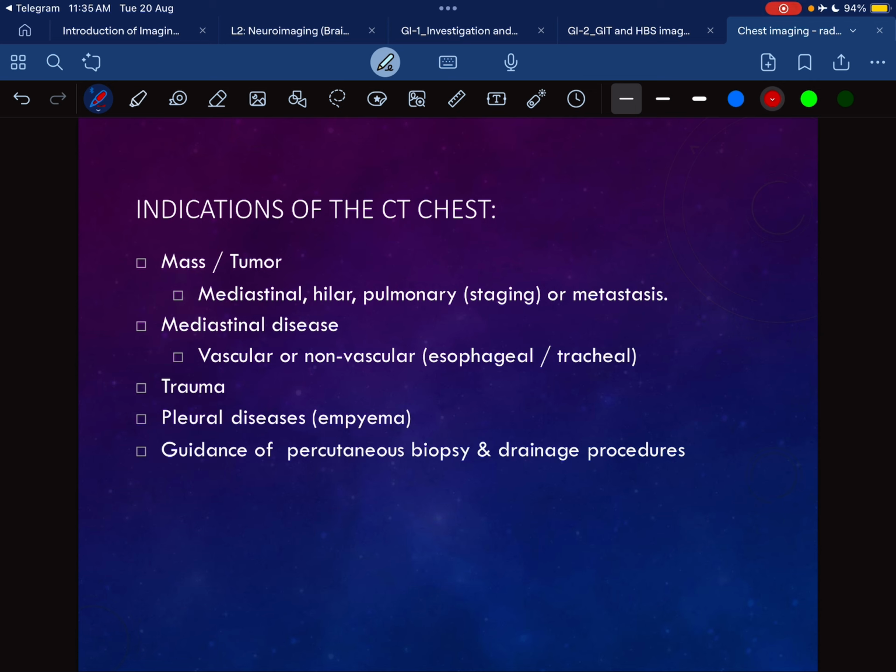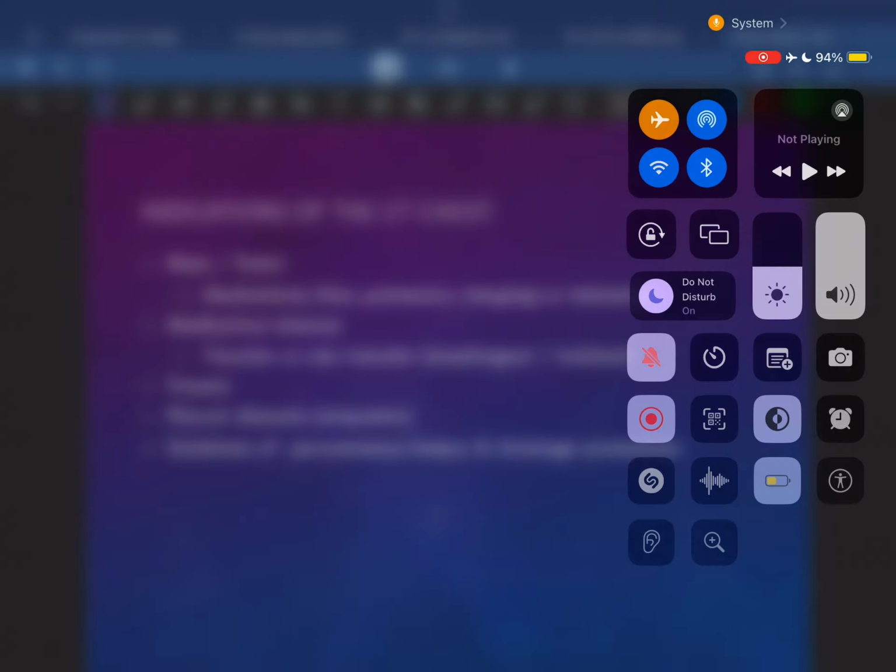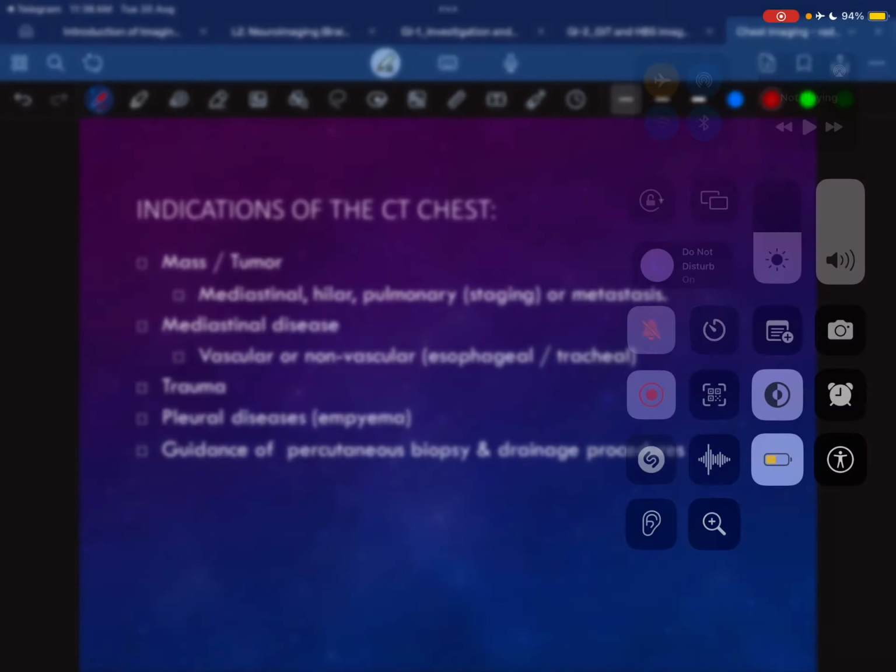Indications for CT chest. One, you suspect vascular pathology: aortic dissection, aortic injury, PE. You suspect a mass, and you need to further evaluate the mass because you need to know what type of mass, how we can stage it, if there's metastasis, etc. If the patient has trauma, and trauma means there's fractures, sometimes pneumothorax, aortic injury, so yes. If you suspect pleural infection, empyema, and sometimes we use it when we do procedures like drainage or biopsy.